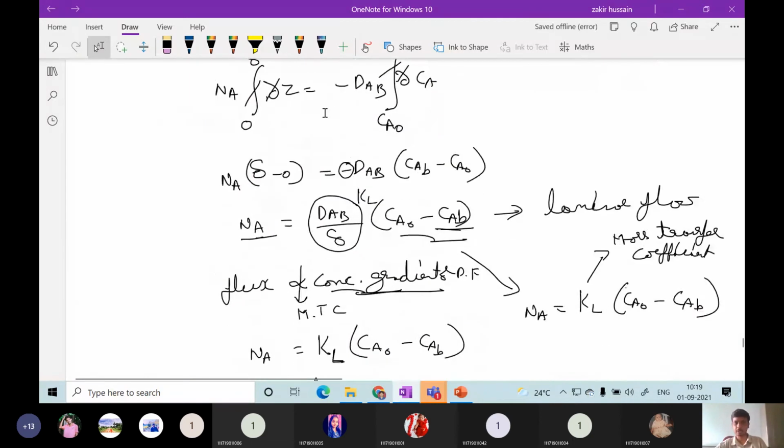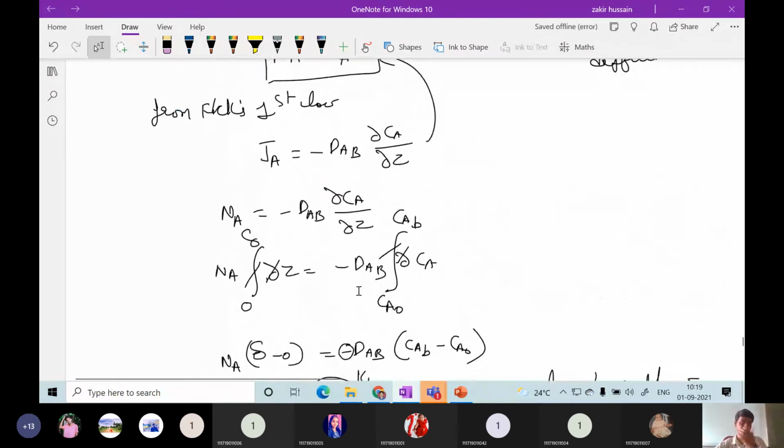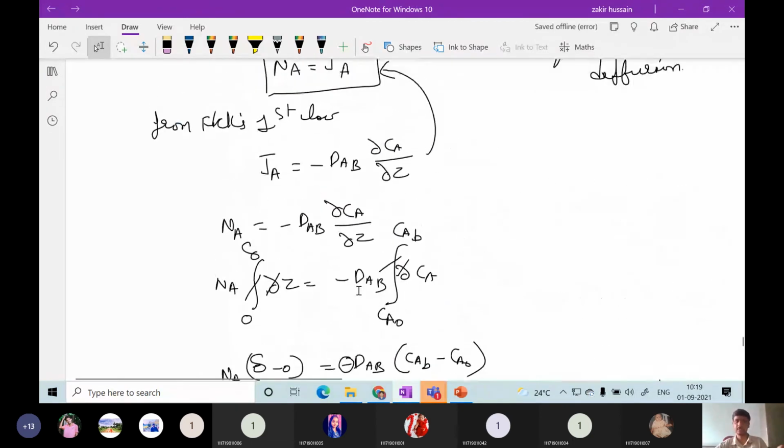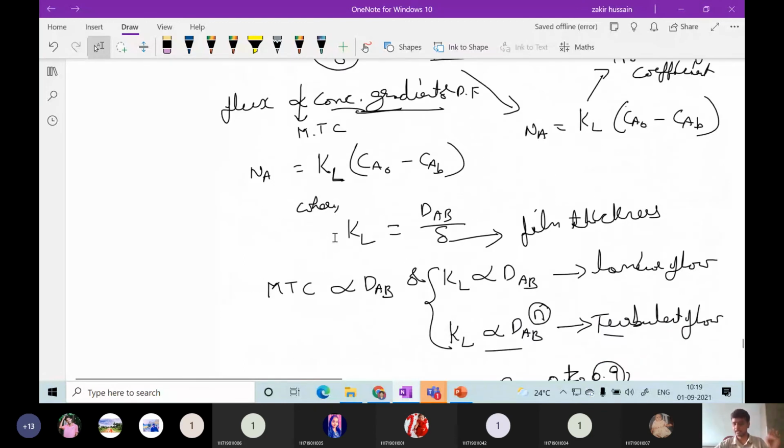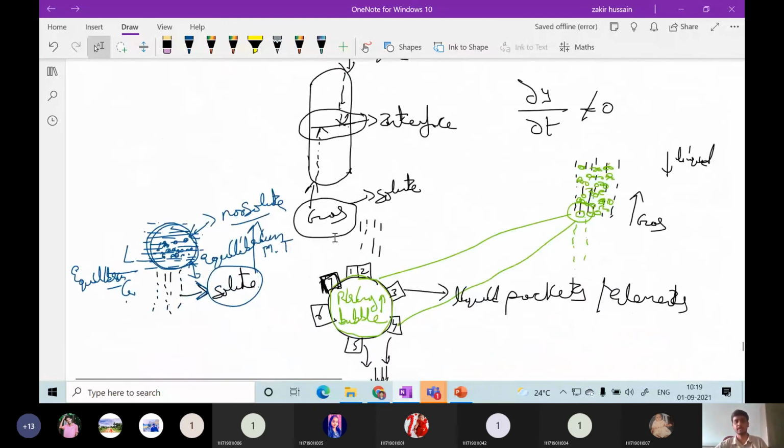This film theory, you already know this derivation. It is the equimolar counter diffusion derivation only, but in place of Z, we are writing the film thickness delta. That's the only difference there, nothing more than that.